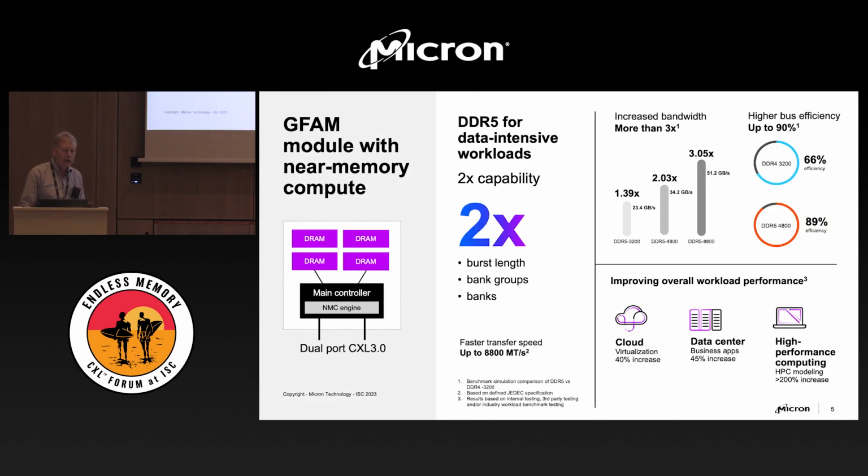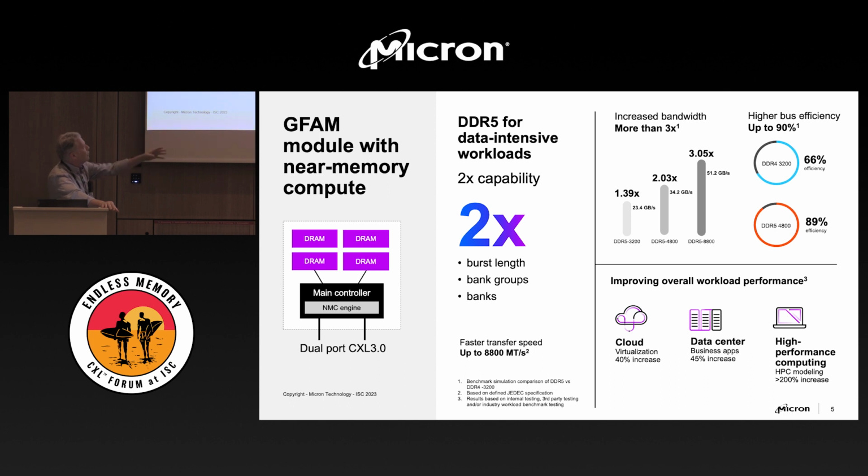So on this slide, I show a GFAM module that has within it memory compute. And so if you have an order of magnitude more bandwidth in your memory system, even if your memory just can support the interface rate, you still have an order of magnitude more memory bandwidth to make use of than what your processors or your specialized devices could access.